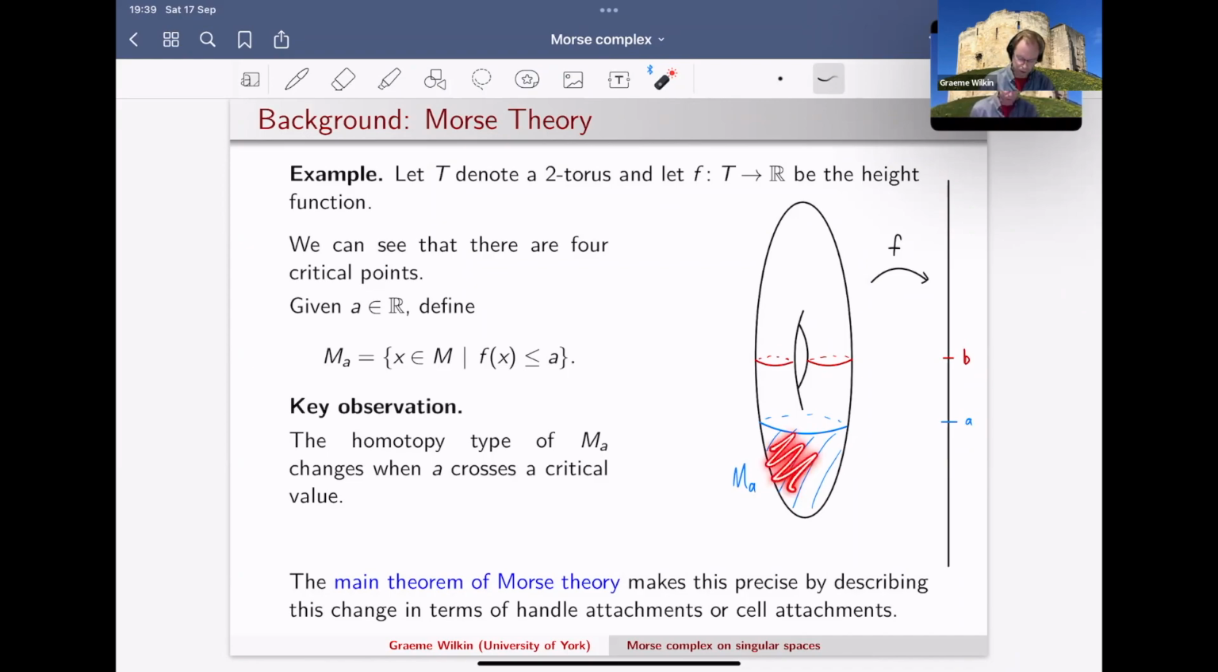So if we keep filling with more and more water, then when we hit this critical point here, the topology will change, and then we'll put more water in the manifold. So if we fill it up this way, we can see that the topology of M_b is different to the topology of M_a. So I'd like to make this precise, and this is exactly what the main theorem of Morse theory does.